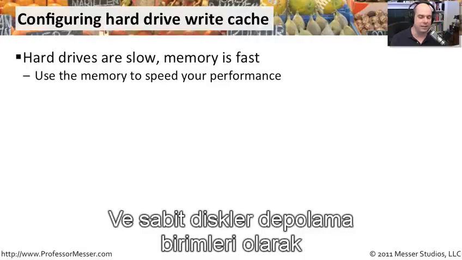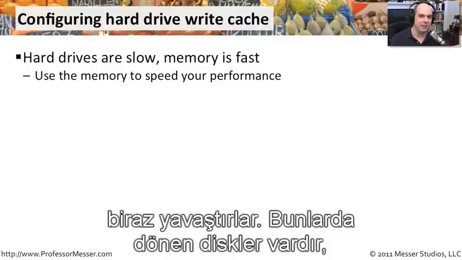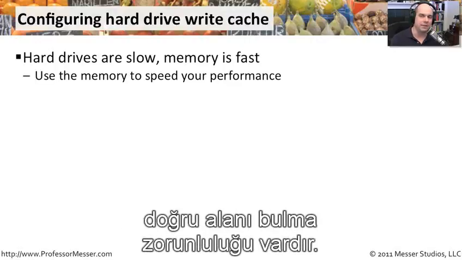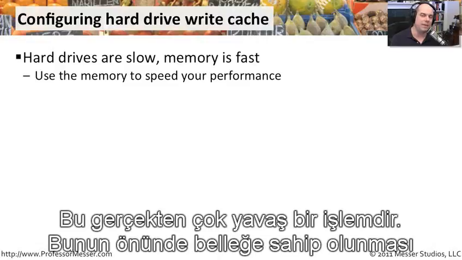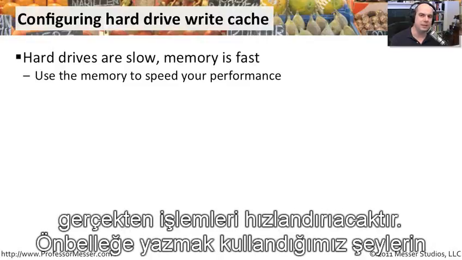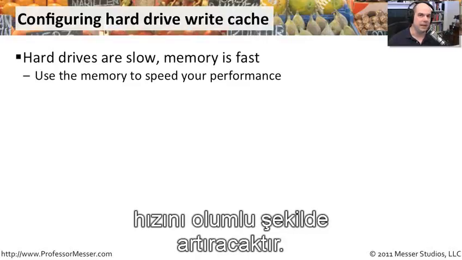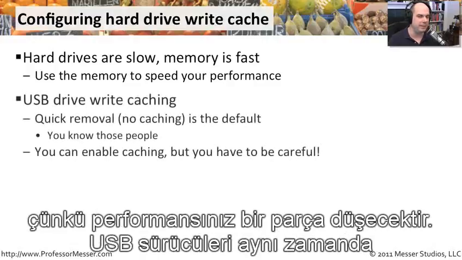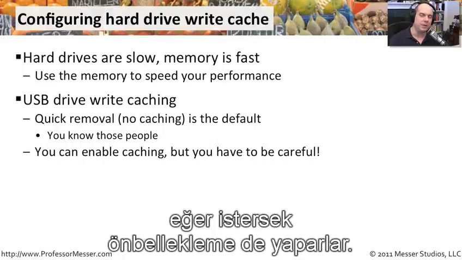And hard drives, as a storage media, they're a little bit slow. There are these platters that are spinning around. There's a drive that has to find the head and the right area on the drive. It's a very slow process, so having the memory in front of it really speeds things up again. And that write cache is what we're using to speed things up really nicely. If you disable the write cache on your hard drive, you will know very quickly because your performance will go down quite a bit.